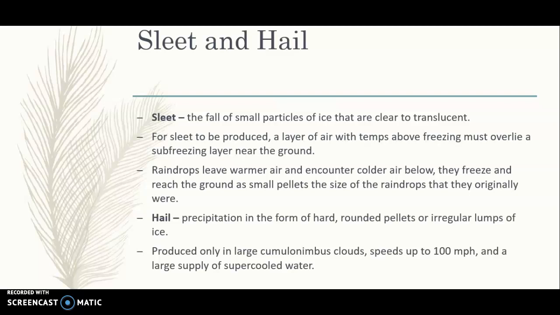Now we're going to talk about hail. This is precipitation in the form of hard, rounded pellets or irregular lumps of ice. They're produced only in large cumulonimbus clouds with speeds up to 100 miles per hour and a large supply of supercooled water. All of those three elements must be present to produce hail.